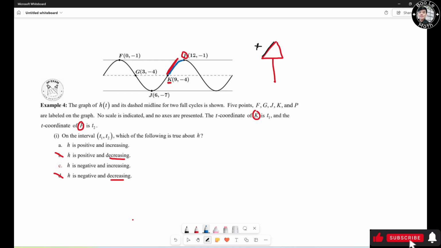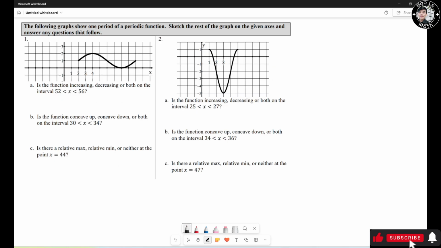Now, to see if the function is positive or negative, I'm going to look at the y value of the points P and K. They're both negative. So the function is negative, so the answer must be C. Negative and increasing. Now let's move on to the next example.